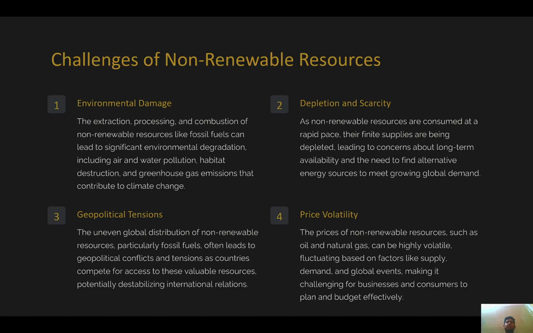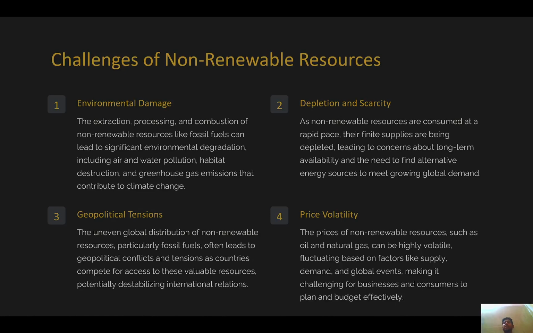Challenges of non-renewable resources. There are mainly four challenges. Let's see. Environmental damage, depletion and scarcity, geopolitical tensions, price volatility. The extraction, processing, and combustion of non-renewable resources like fossil fuels can lead to significant environmental degradation, including air and water pollution, habitat destruction, and greenhouse gas emissions that contribute to climate change.